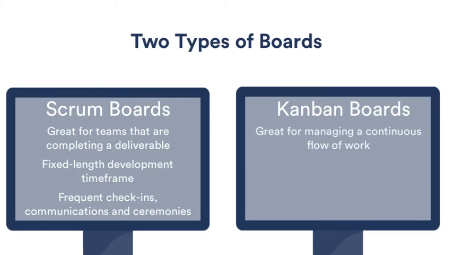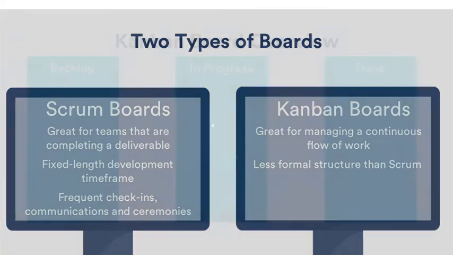Kanban is great for teams whose main objective is managing the flow of work. Think of operations teams or support teams, although it can certainly be used effectively by other teams. It lacks the formal structure of Scrum, so teams need to be effective at working together and managing progress and communication without an imposed structure.